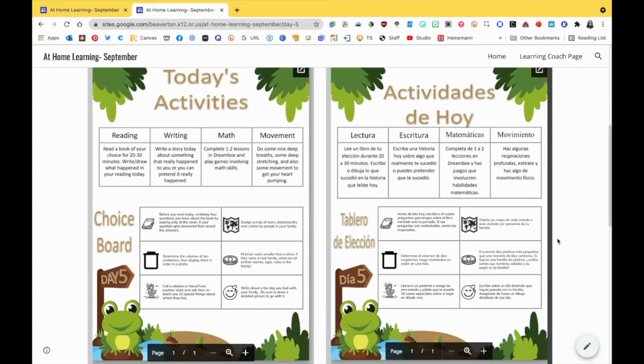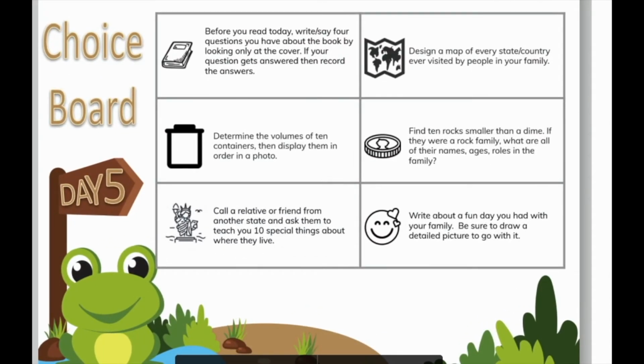All right, moving into our choice board activities for today. The first one is to take out the book that you were reading earlier today or that you plan to read today. And before you read, we want you to think about, write or say 4 different questions you have about the book, just by looking at the cover. If your question gets answered when you read today, go ahead and record the answers.